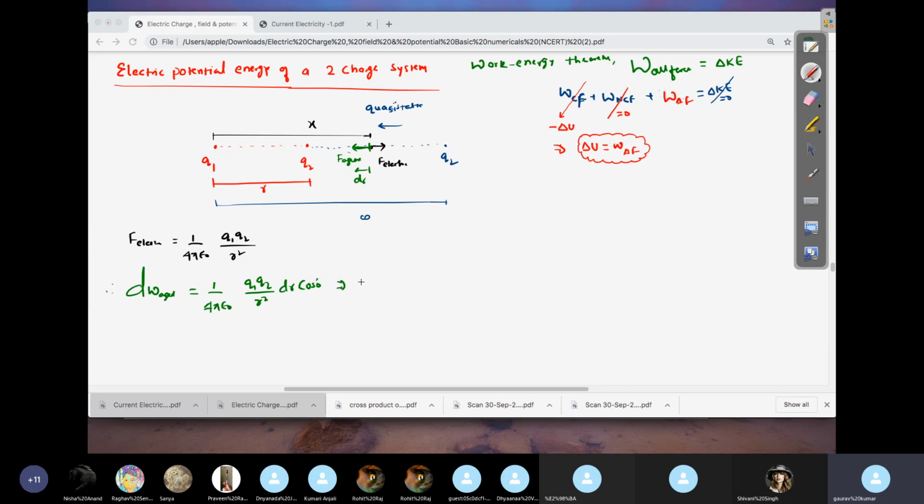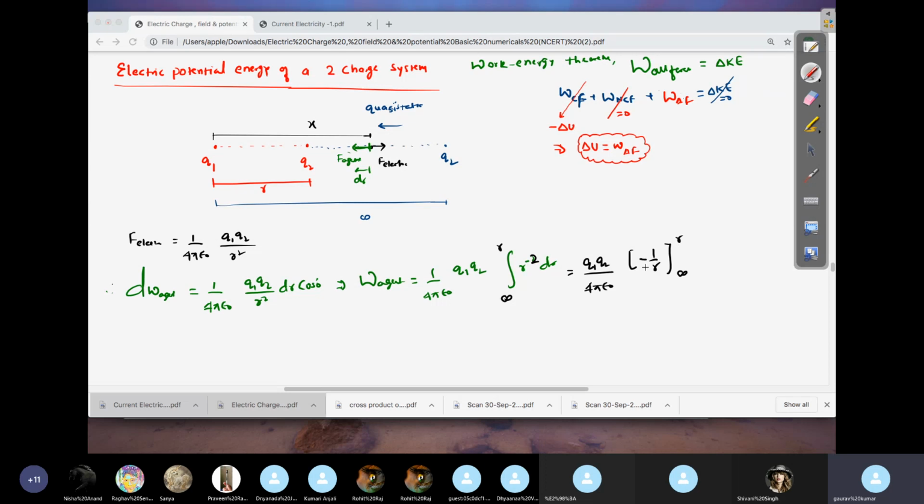So the total work done by agent, if you want to calculate, will come out to be the integration of this: 1 by 4 pi epsilon naught, Q1 Q2 is constant, outside. Integration of R to the power minus 2 into dr, from infinity to R. Now what is the integration of R to the power minus 2? R to the power minus 2 plus 1 by minus 2 plus 1. So we'll get Q1 Q2 by 4 pi epsilon naught, and you will get minus 1 by R, from infinity till R.